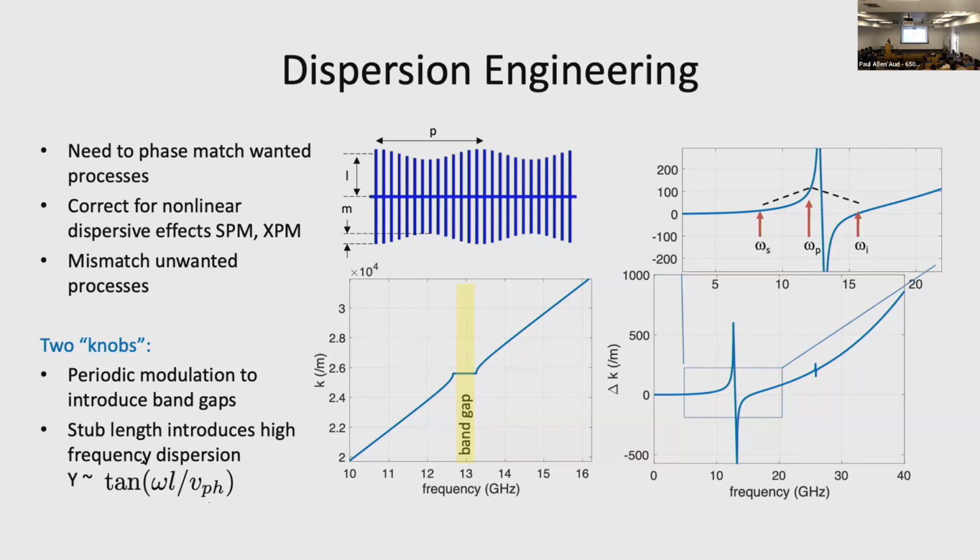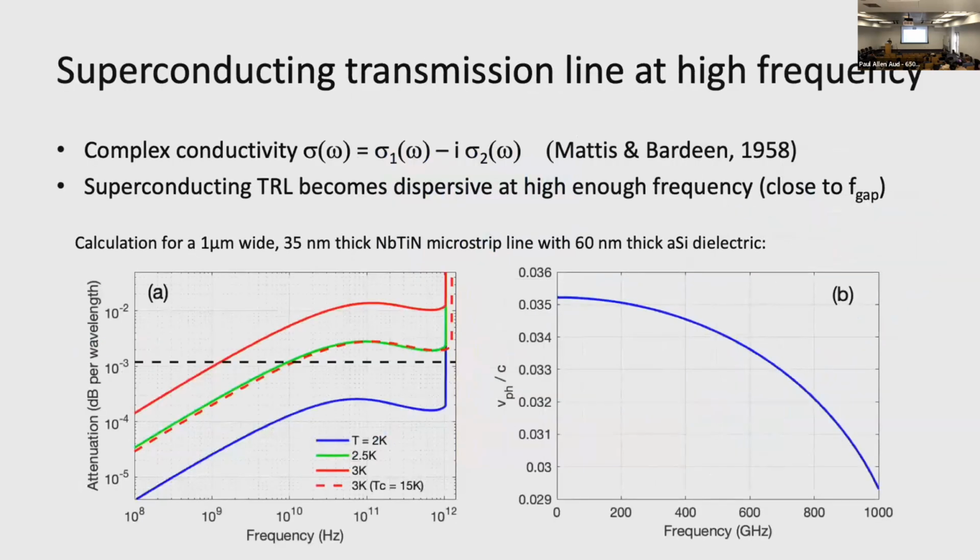And then the second goal of mismatching the other processes is done by adjusting the overall length of the stubs, and that can be done while maintaining 50 ohms by adjusting the spacing between them. And so these stubs, because they have a certain length, introduce dispersion at high frequencies, which you can use to then mismatch the processes that you don't want.